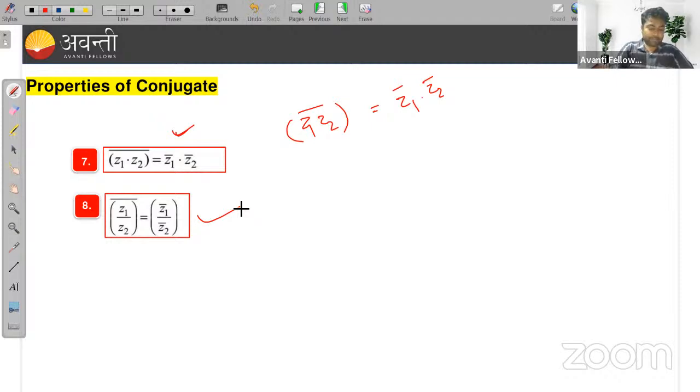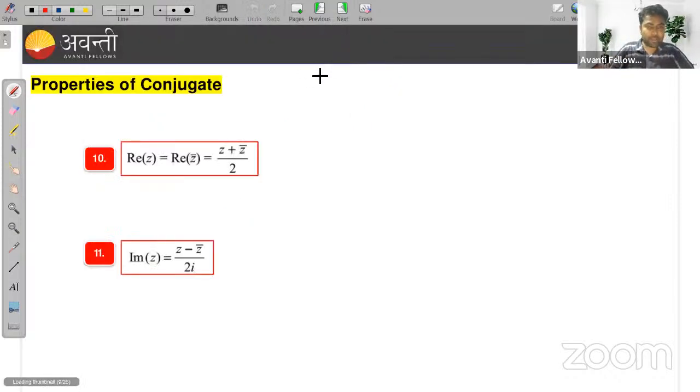Chalo, ठीक है? Is it clear? Let's move to the next property. What is that? Real of Z is equal to real of Z bar, which is equal to Z plus Z bar by 2. How can you prove it?